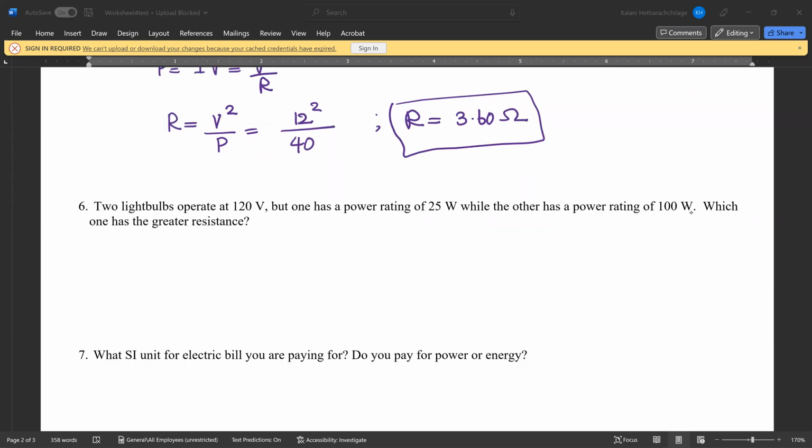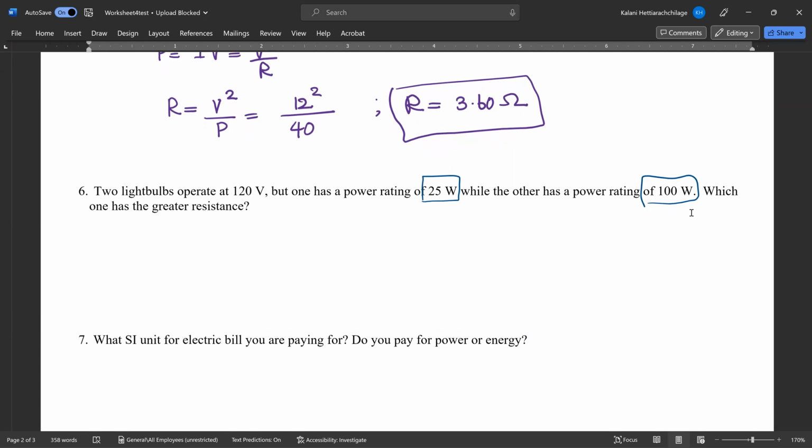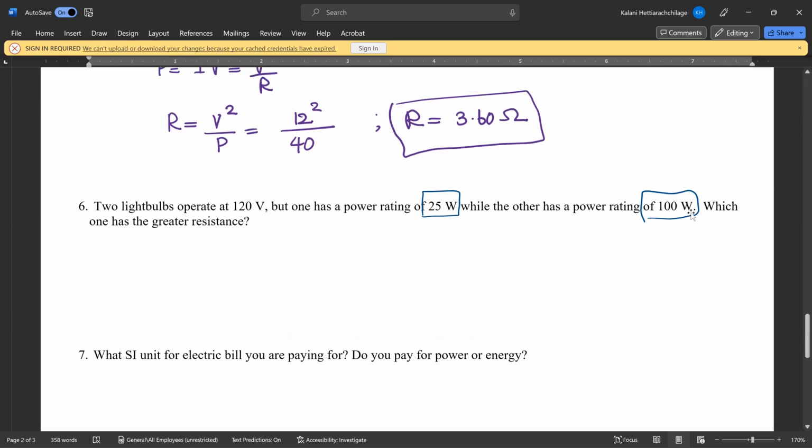Okay, let's move into number 6. Two light bulbs operate at 120 volts, but one has the power rating 25 watts, while the other one has 100 watts. Which one has the greater resistance? To identify this, you definitely need to know the power formula and how resistance connects to the power. So we can use exactly the same formula that we have on the top. That will be V squared over R.